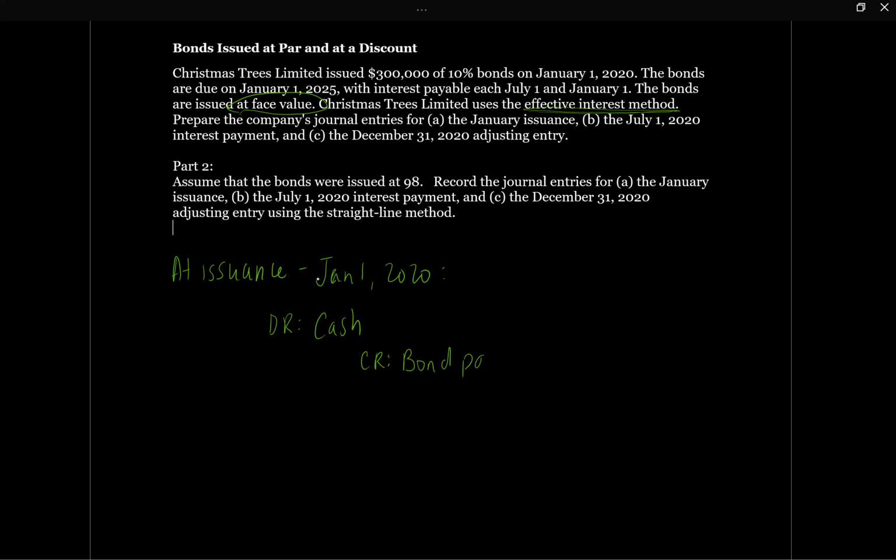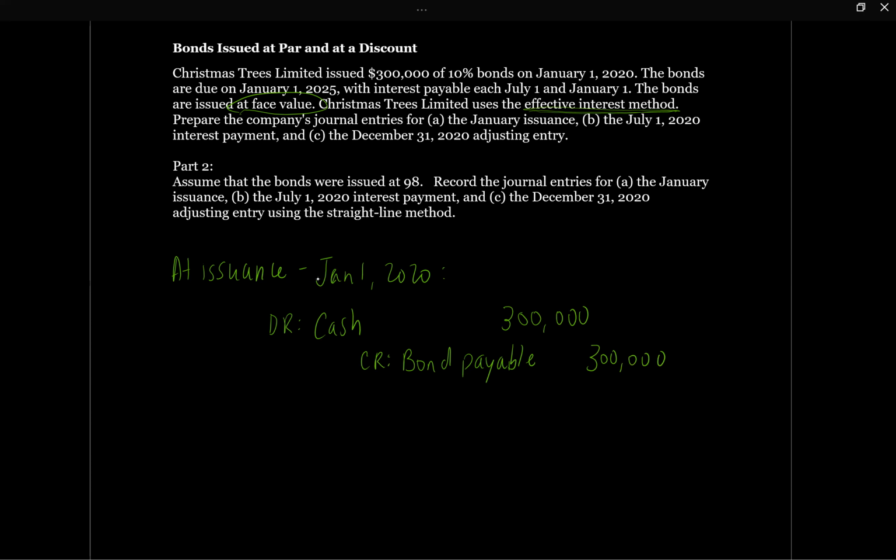And this is going to be a long-term liability on our statement of financial position. It's long-term because these bonds are not due till January 1st, 2025. So 5 years. They're not going to be payable within the next year or operating cycle of the business. So we know that that's going to be a long-term liability. And this is simply going to be the face value of the bonds. So that's what we're going to receive on issuance.